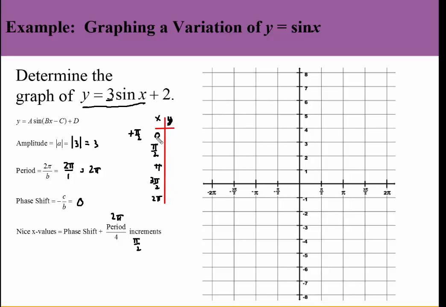So if we put 0 in for x here, 3 times the sine of 0, we're going to get 0. Now, I'm not messing with the 2 yet. I'll show you what happens with that in a second.